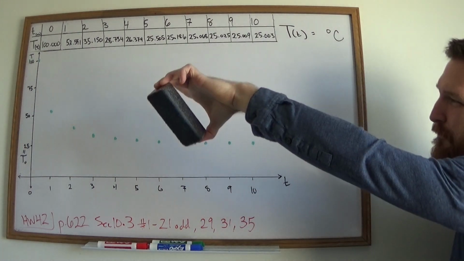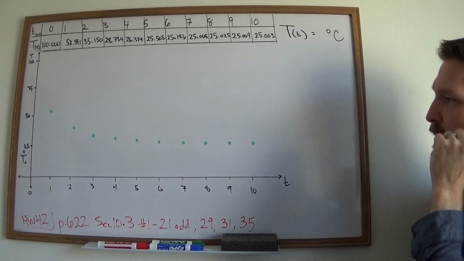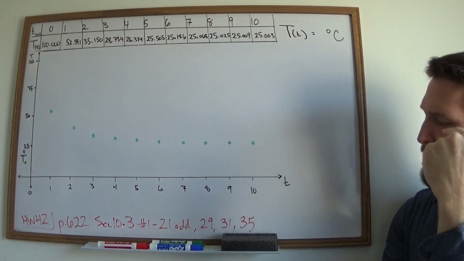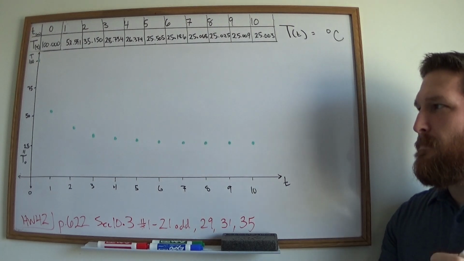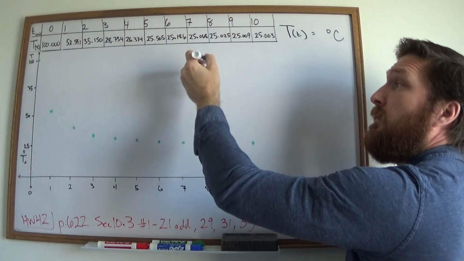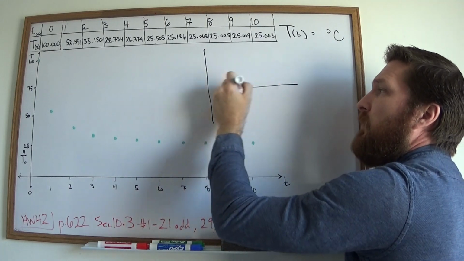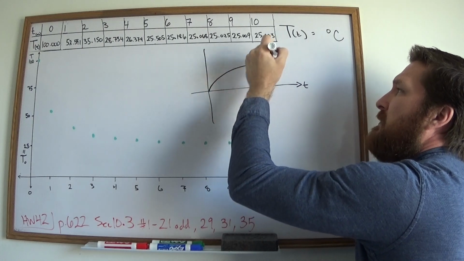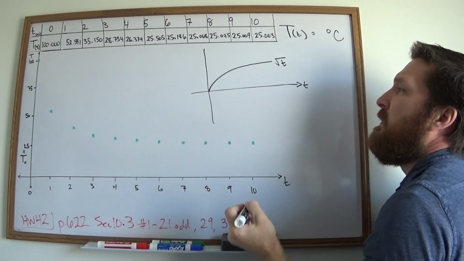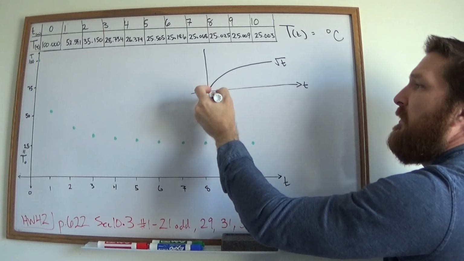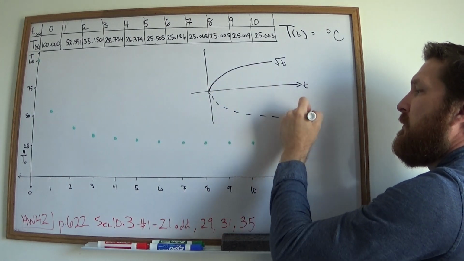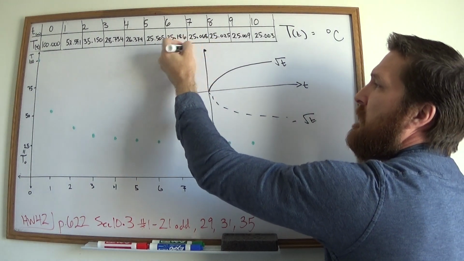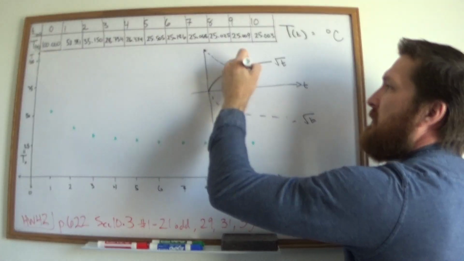What kind of function does this look like to you? Root x. Okay, could be. I know that if this is t, root t is kind of like this, square root t. And so maybe this is some kind of negative square root t that's been shifted up to 100, and it does something like this.